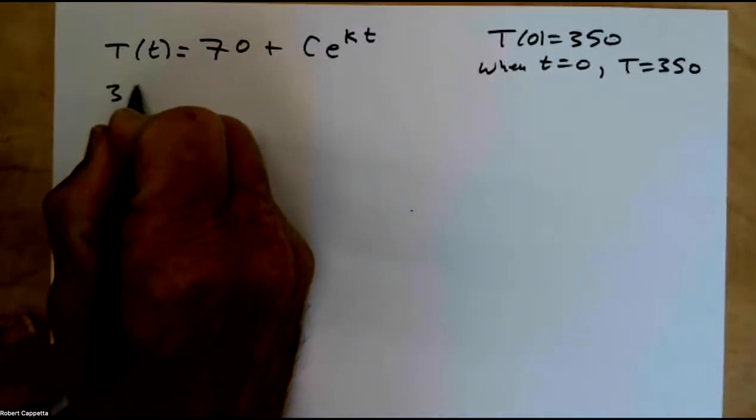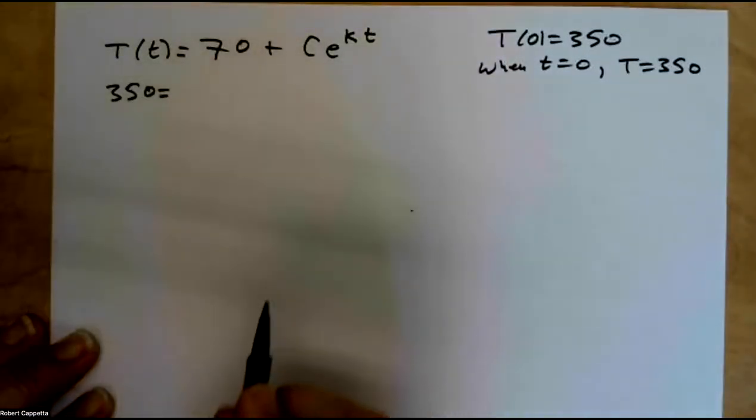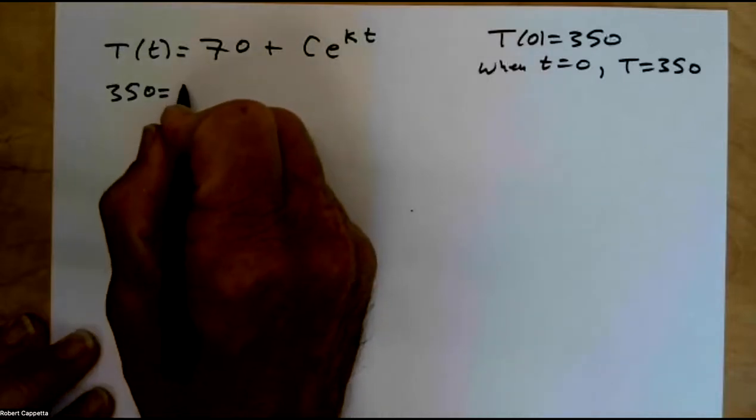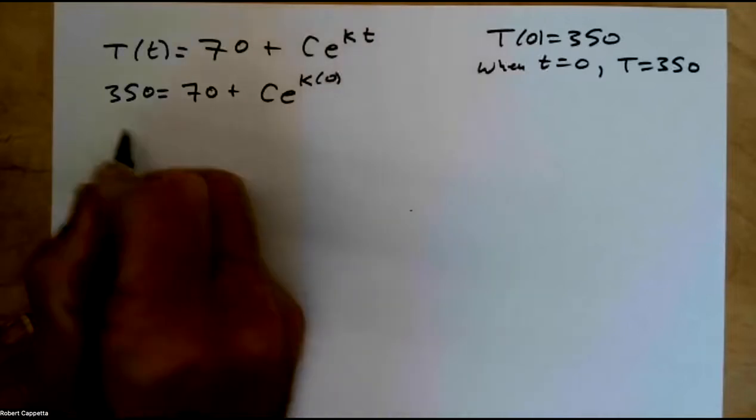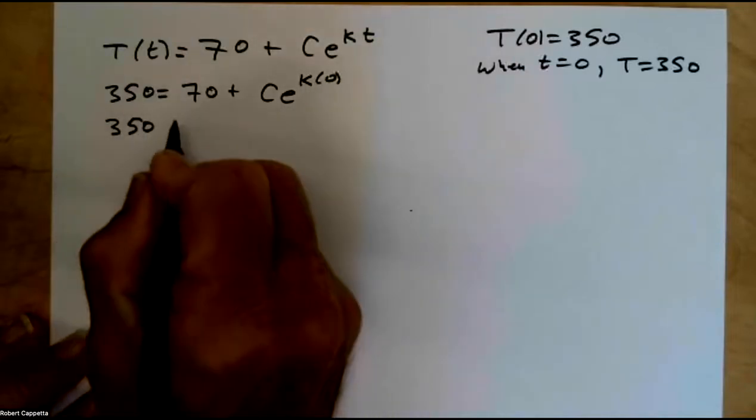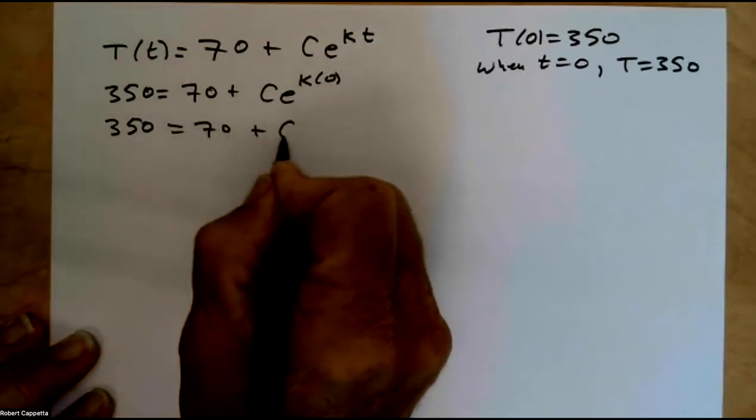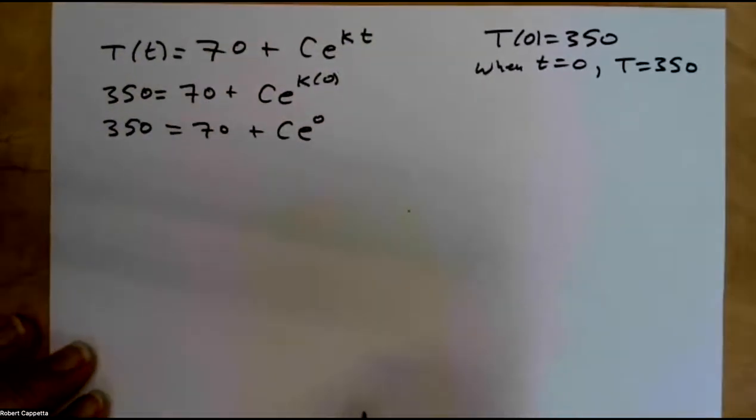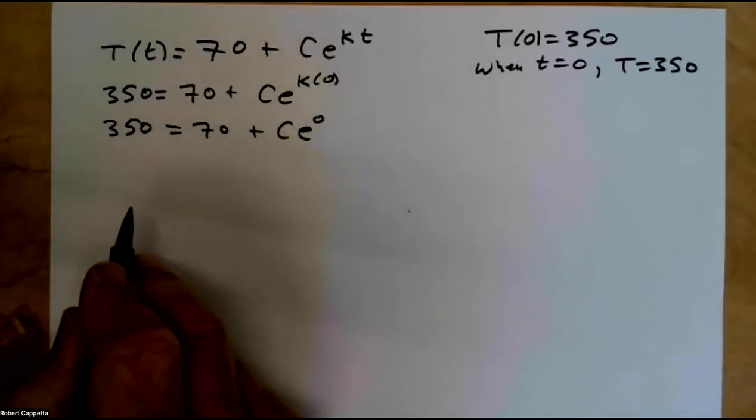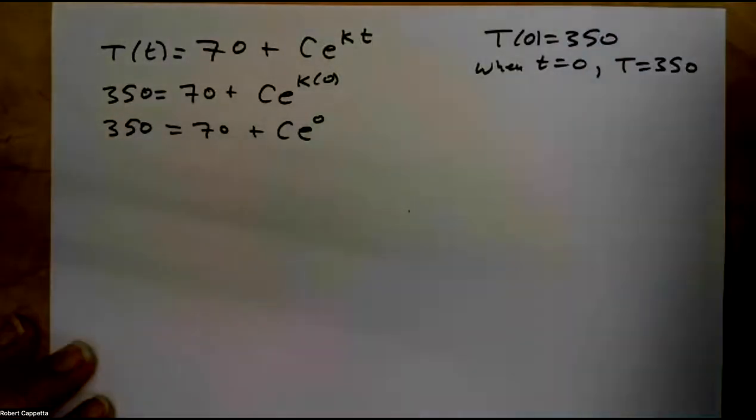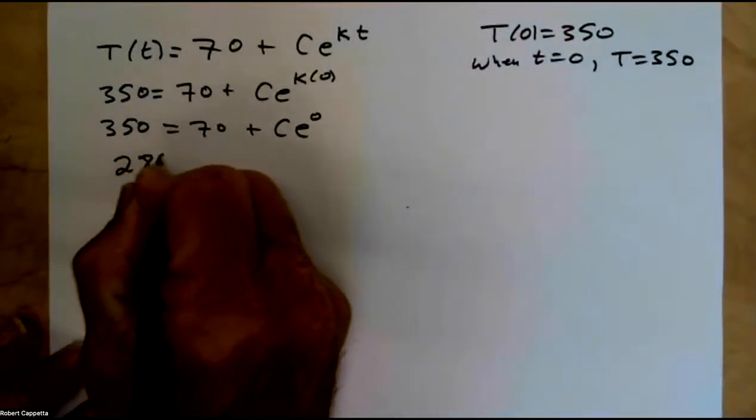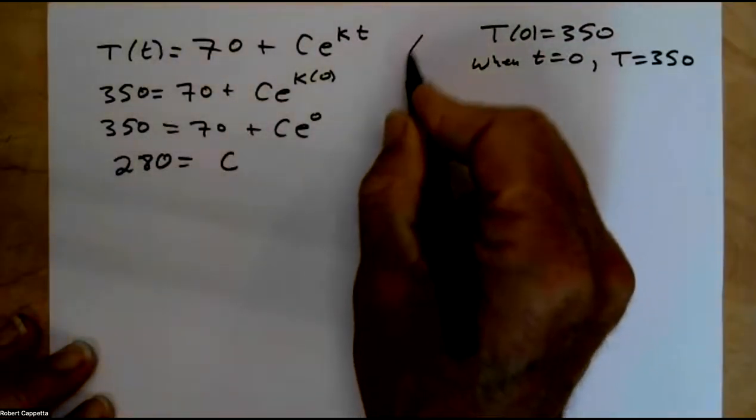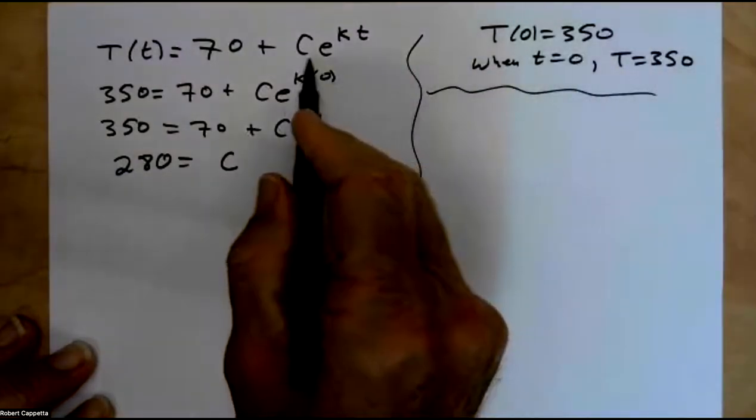So big T is 350 equals what? Equals 70 plus CE to the K, now t is 0. And we get 350 is 70 plus CE to the K times 0, CE to the 0, which of course is just C. So subtracting 70 from both sides, what do we get? We get 280 equals CE to the 0, 280 equals C. Okay, well, that's good. So we're a little bit better now.